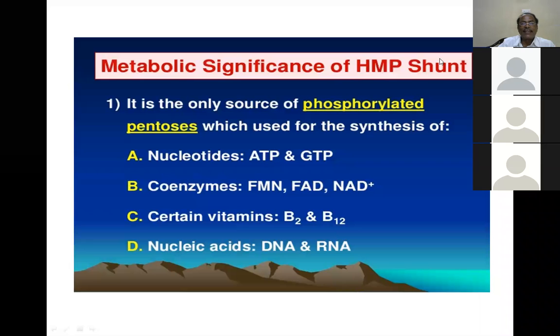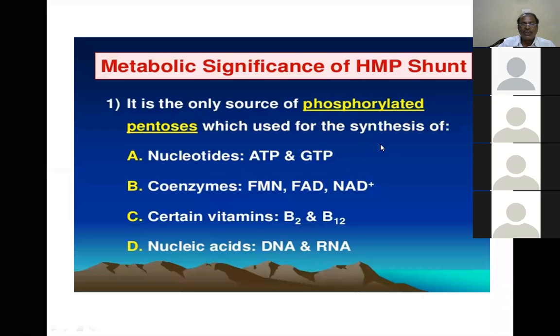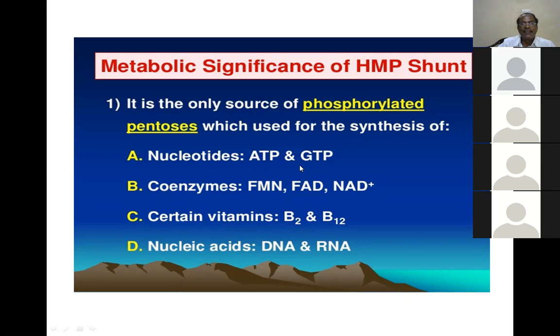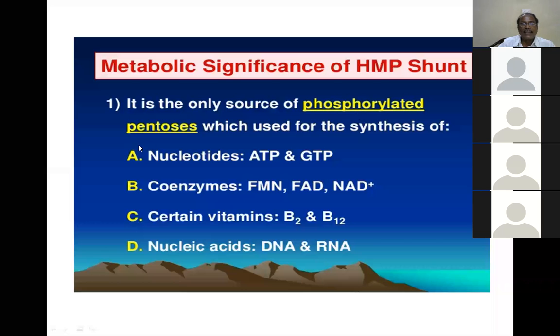Metabolic significance of the HMP shunt. It is the only source of phosphorylated pentoses, which are used for the synthesis of nucleotides, ATP and GTP, and they may produce nucleic acids. It also produces coenzymes, FMN, FAD, NAD. What are these phosphorylated pentoses? That is ribose phosphate, etc.